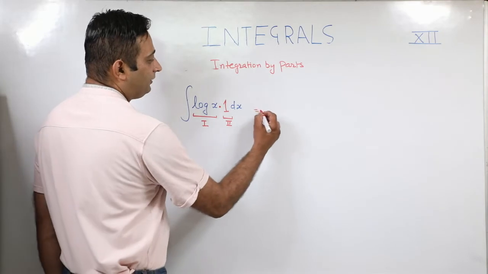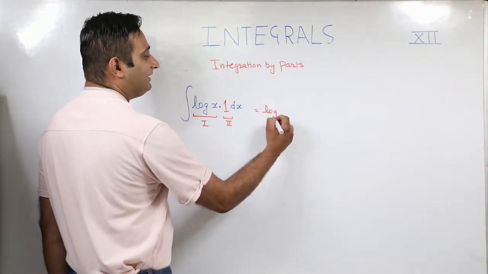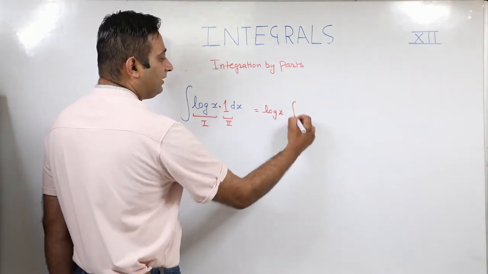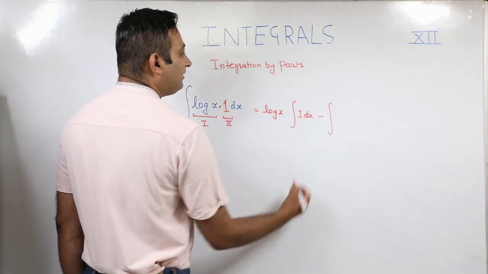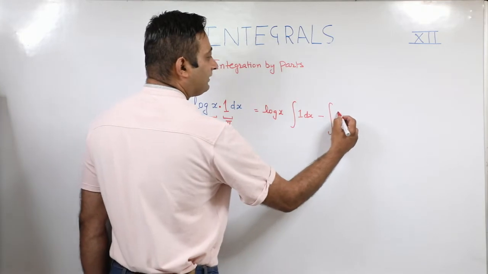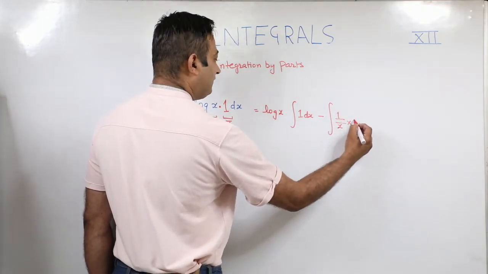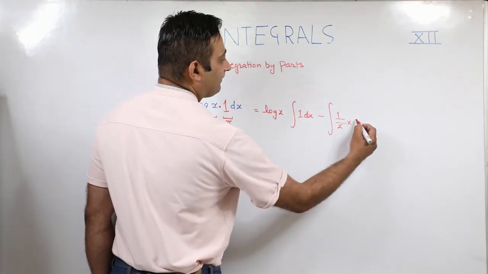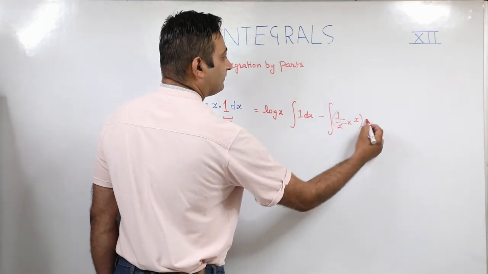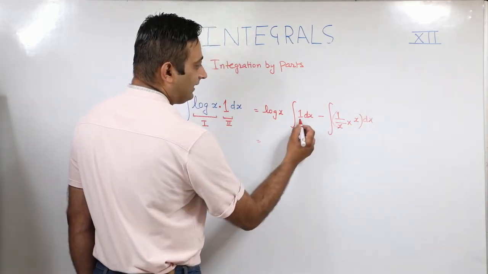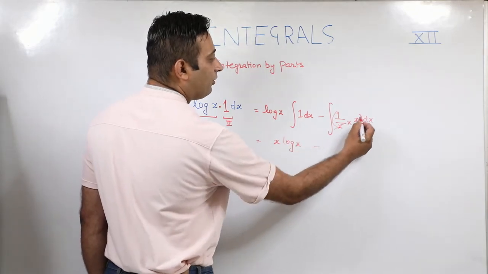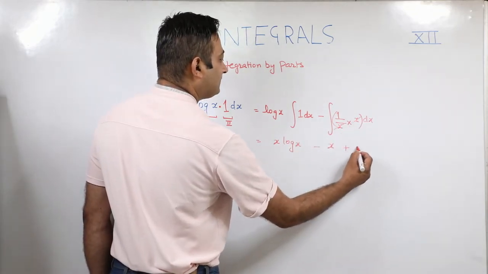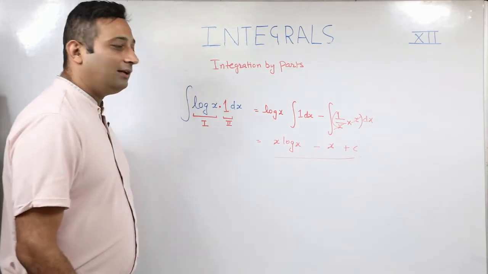So the first function is log x, we will keep it as it is. Now the integral of the second part, that is 1, minus the integral of the derivative of the first part, that is 1/x, into the integral of the second part, that will be x dx. So the integral of 1 is x, so we'll get x log x minus the integral of 1, which is x, plus c. So this is our final answer.